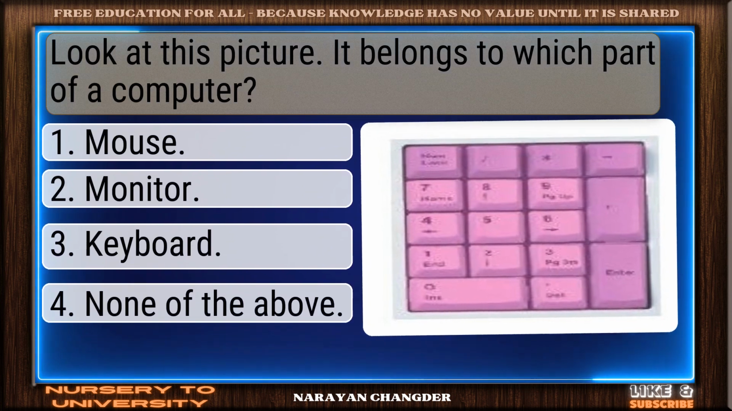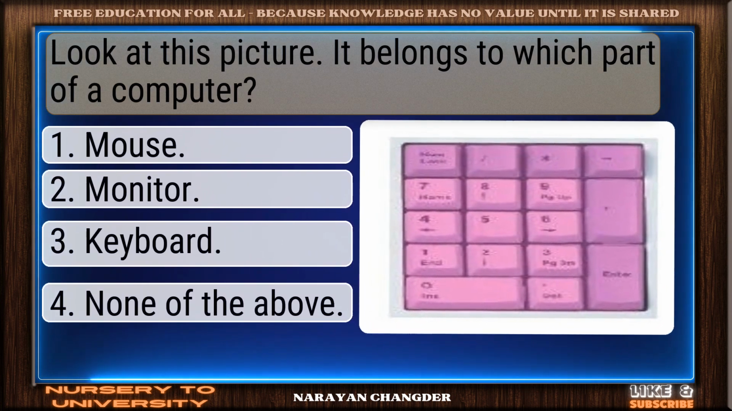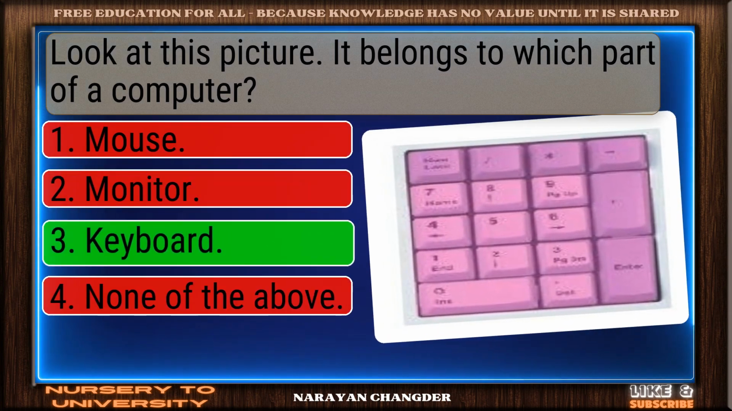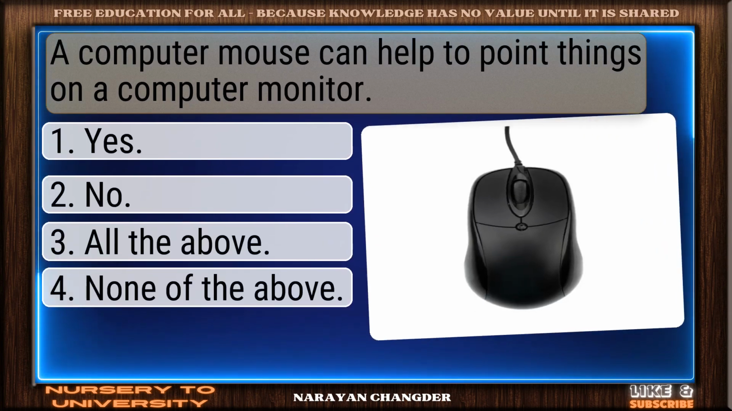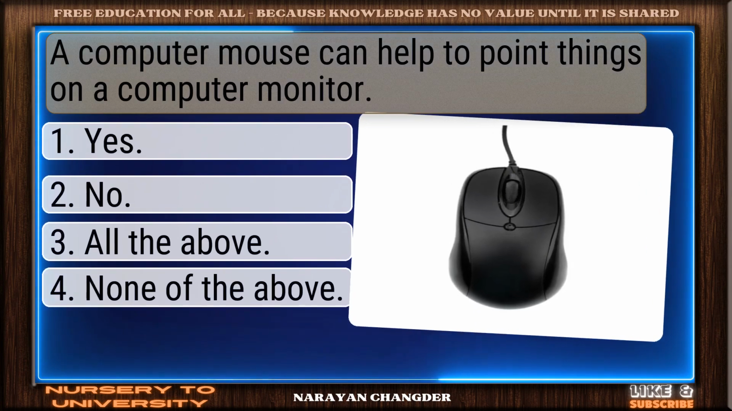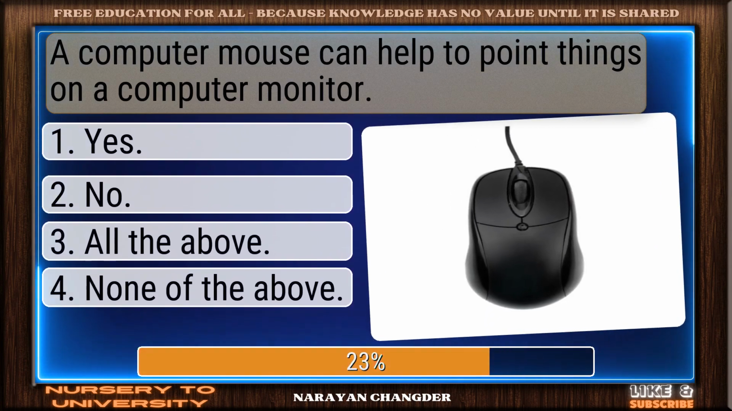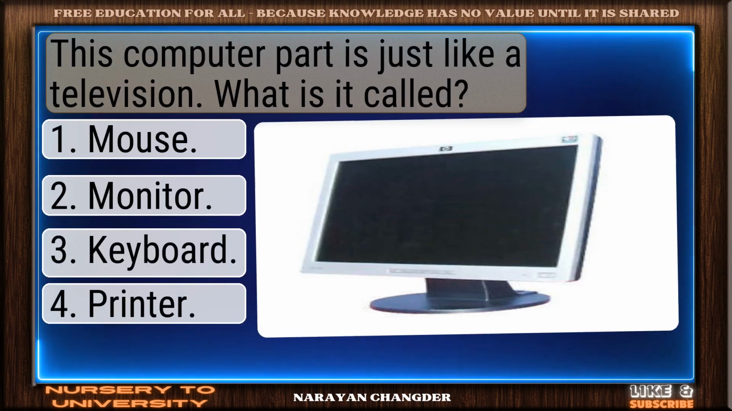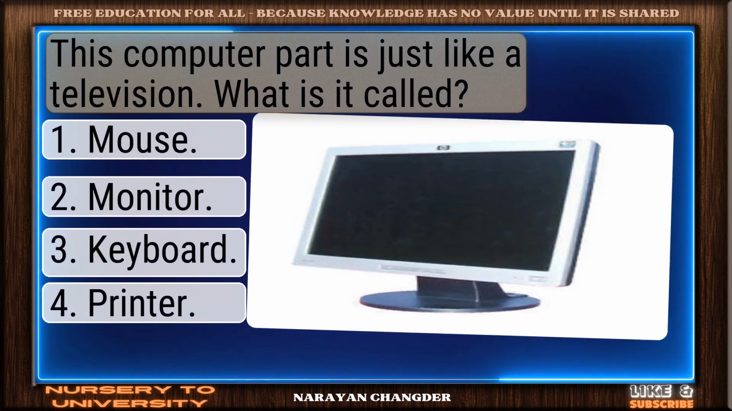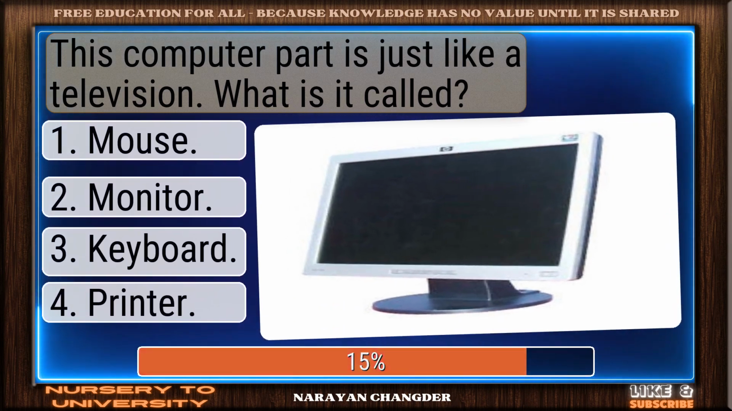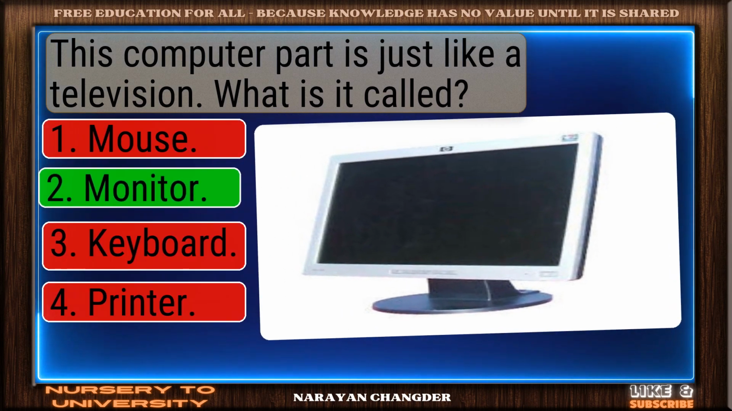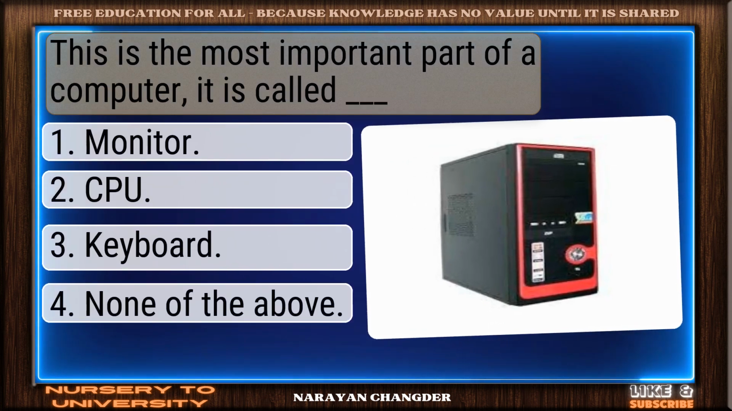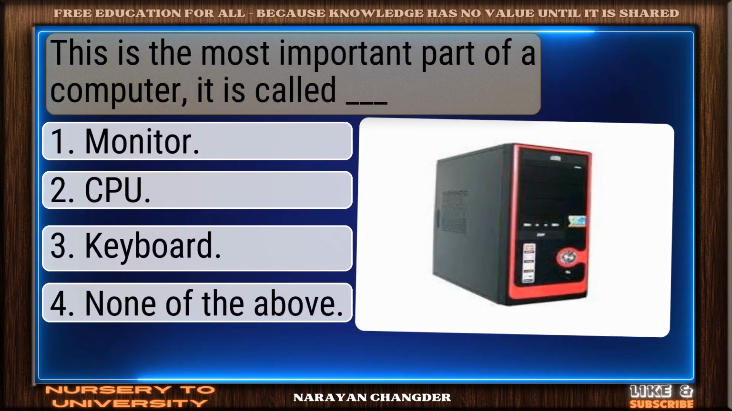Look at this picture. It belongs to which part of a computer? Solid response. Keyboard is valid. A computer mouse can help to point things on a computer monitor. Well done. Yes is right. This computer part is just like a television. What is it called? Exactly. Monitor makes sense. This is the most important part of a computer. It is called dash.